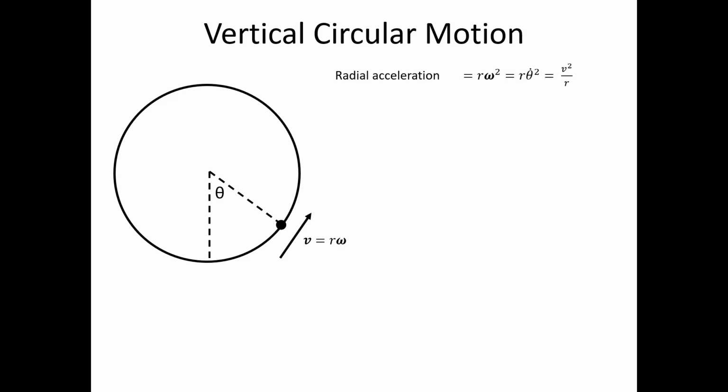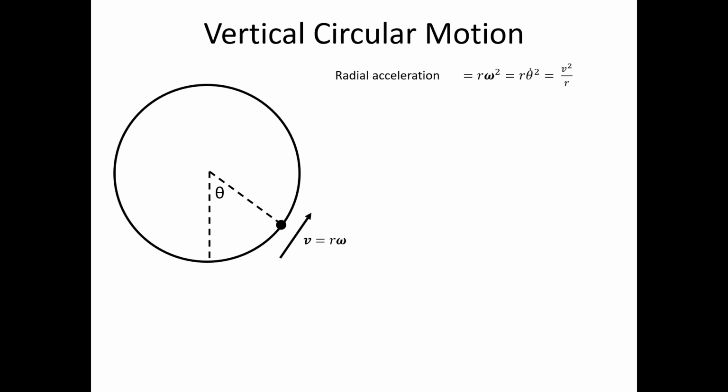As before, the equation for radial acceleration is simply r omega squared, or v squared over r. I'm also giving it to you in a third form, r theta dot squared. Theta dot is the same as omega. It's just the derivative of the angle function with respect to time. We need to think quite carefully about the derivatives of that angle function when we talk about tangential velocity.